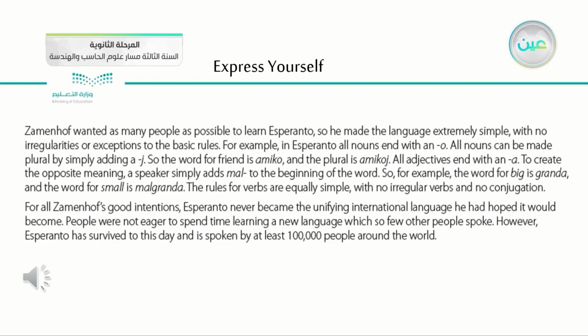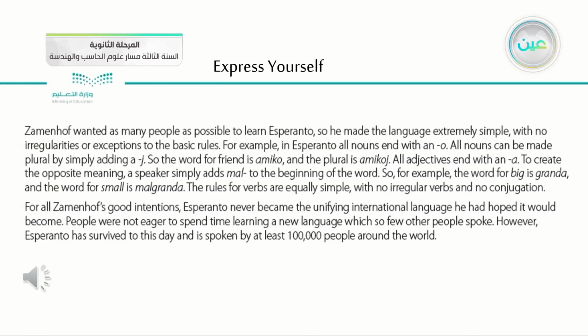For example, in Esperanto, all nouns end with an O. All nouns can be made plural by simply adding a J. So the word for friend is amico, and the plural is amicoj. All adjectives end with an A. To create the opposite meaning, a speaker simply adds mal to the beginning of the word. So, for example, the word for big is grande, and the word for small is malgrande.